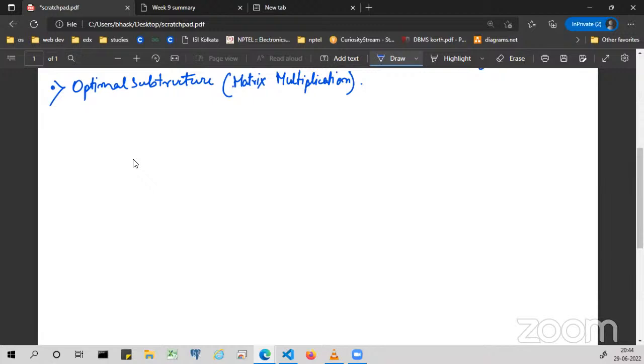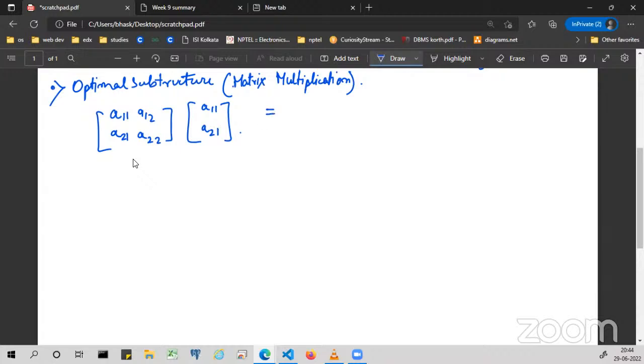So what is matrix multiplication? Matrix multiplication means, if I have two matrices A, B, and C, so let's say A11, A12, A21, A22, right? Okay, so let's say I have these two matrices and I have to multiply.